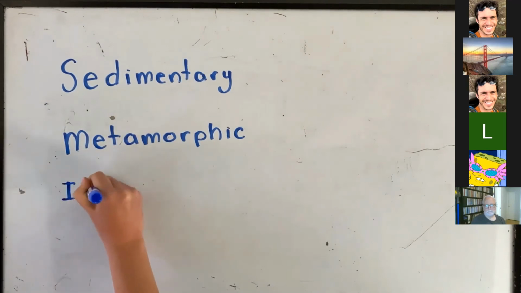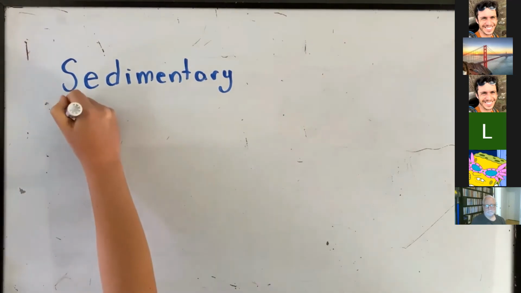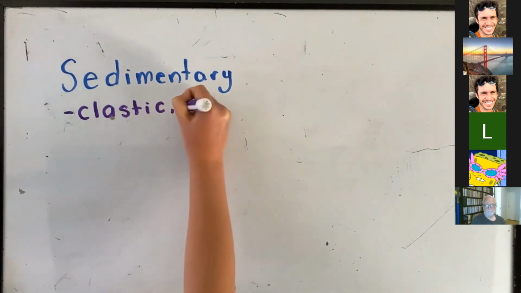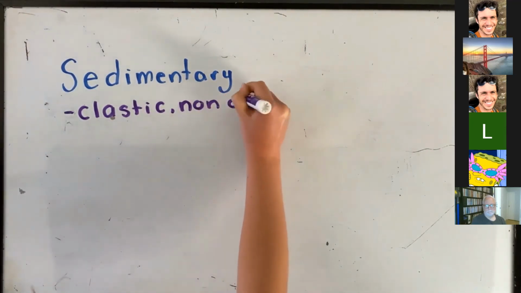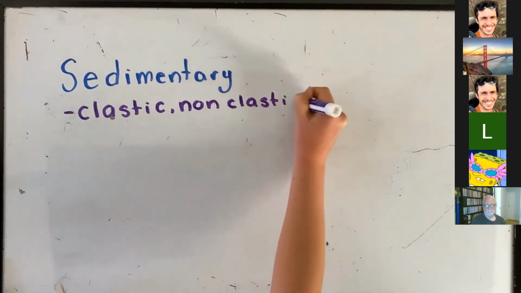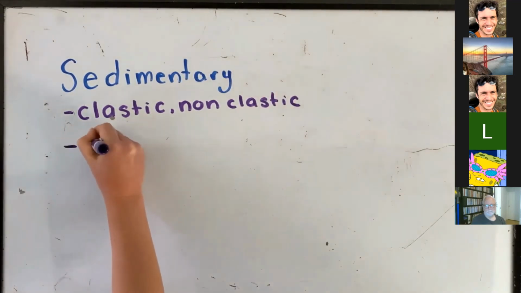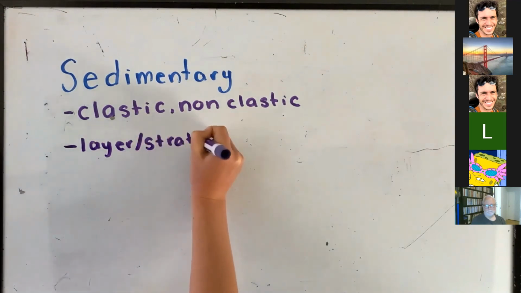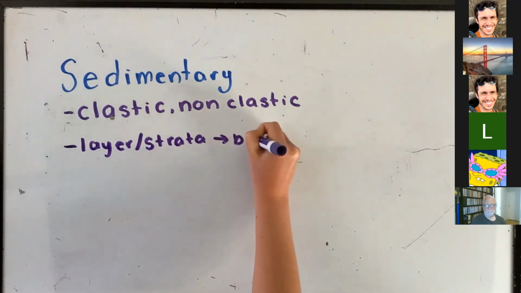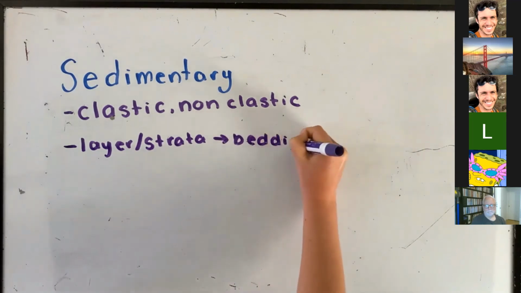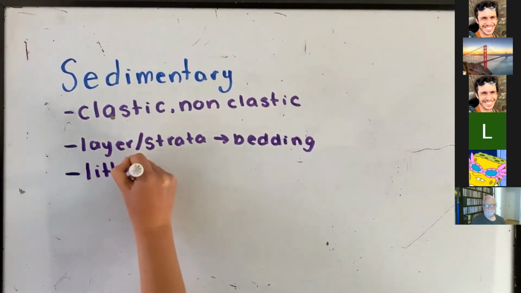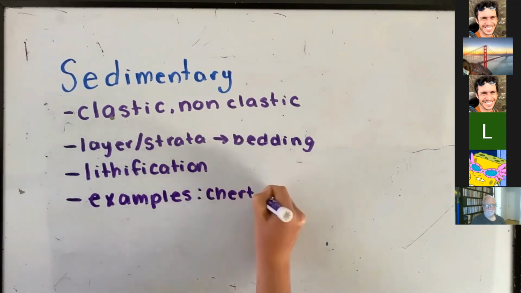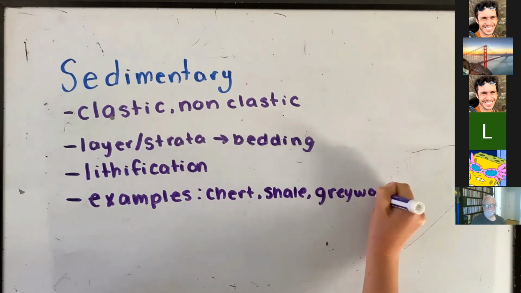There are three types of rocks: sedimentary, metamorphic, and igneous. Sedimentary rocks can either be clastic or non-clastic. Clastic means that it's from rock and mineral fragments, and non-clastic means that it's from an organic or evaporated source. Sedimentary rocks have different colored layers that are hard to separate and are sandy. These layers are called strata, and when on top of each other, it's called bedding. Sedimentary rocks come from lithification, which is when grains of sediments are formed into a rock. Some examples of sedimentary rocks are chert, shale, and greywacke.